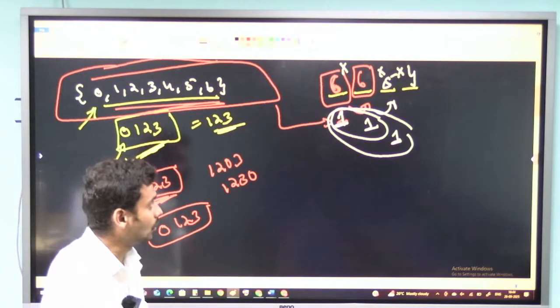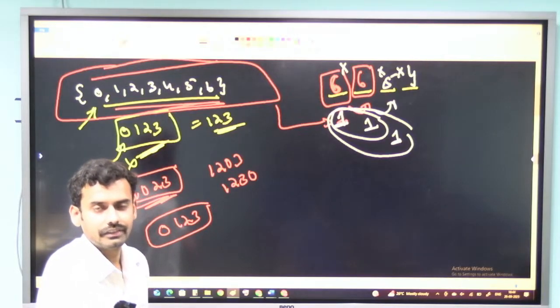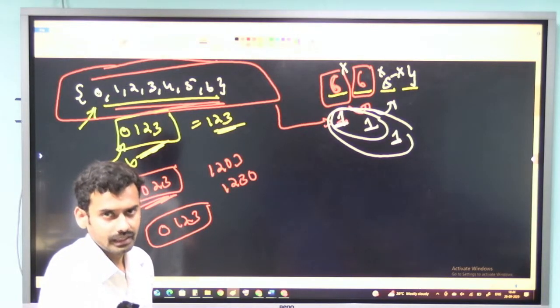Hope everyone understood why I am not taking 7 at the first position. If any doubt, please let me know in the comment box.